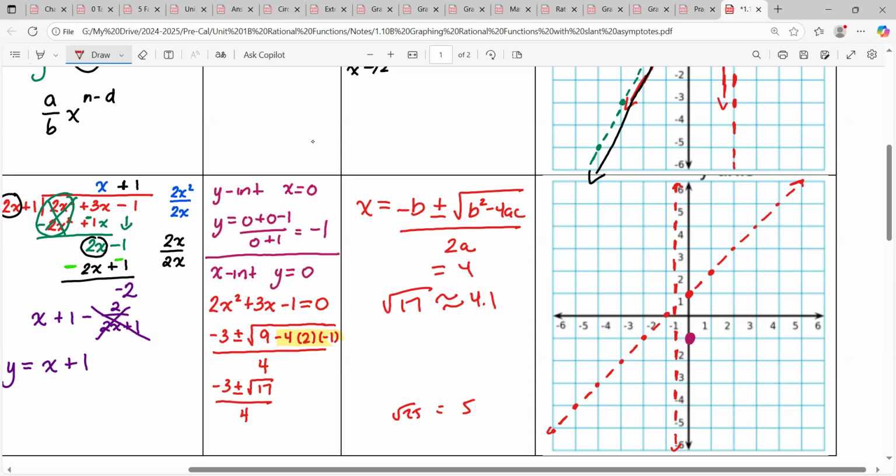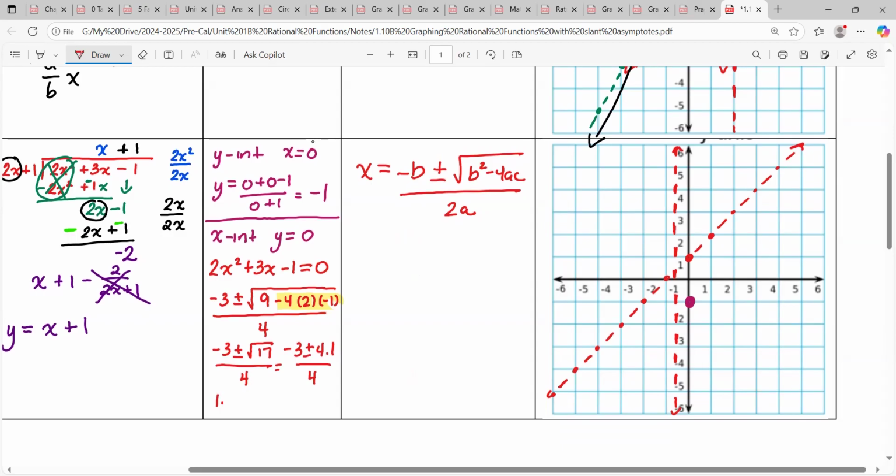Okay, so this is going to be what? I did this all mentally. I didn't grab a calculator, so I'm just guessing. Negative 3 plus or minus 4.1 over 4. Okay, good enough because we're just sketching the graph. What's negative 3 plus 4.1? That's going to be 1.1 over 4 and negative 7.1 over 4.